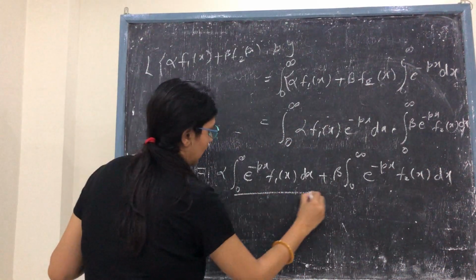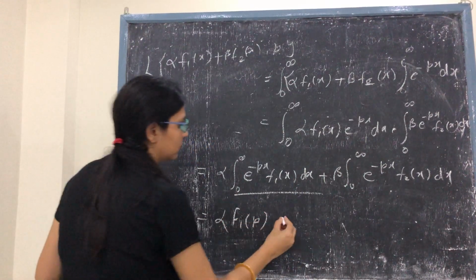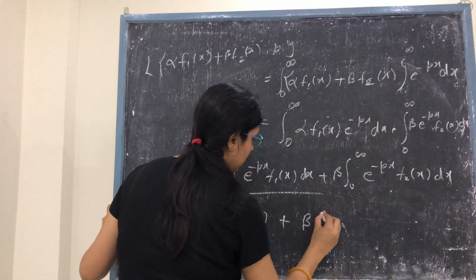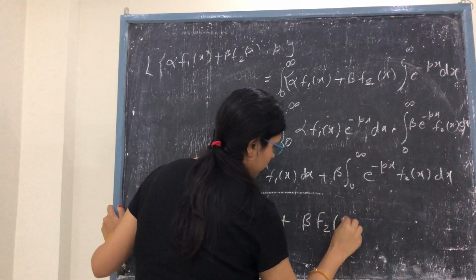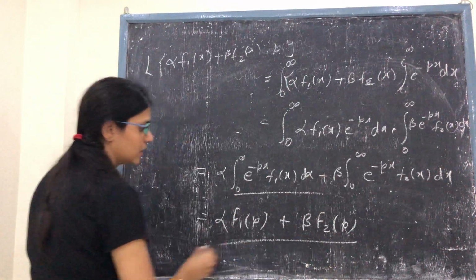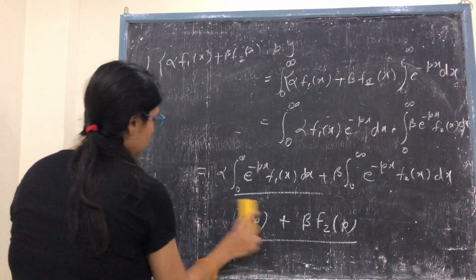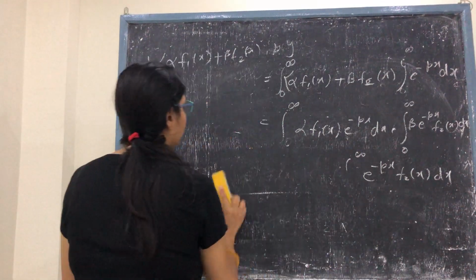We know this is the Laplace transformation of f1x and this is the Laplace transformation of f2x. So we can say the Laplace transformation is linear. Now let us take some examples to make it clear.